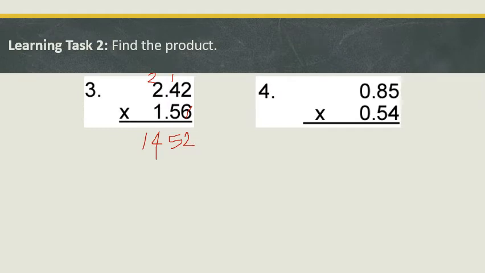Doon naman tayo sa baba. So, dagdag tayo ng 0. So, sa 5 naman tayo. 5 times 2 is 10. So, 0, carry 1. 5 times 4 is 20 plus 1 is 21. So, carry 2. 5 times 2 is 10 plus 2 is 12.